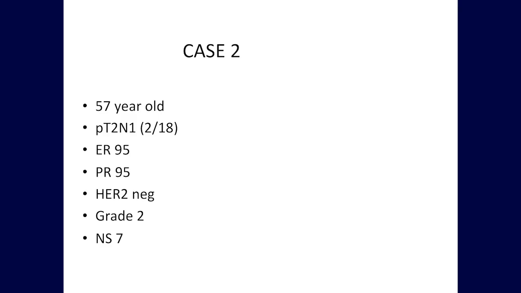Another case, 57, T2N1. Now 2 out of 18 lymph nodes were assessed and 2 had cancer. ER and PR are strong. HER2 is negative. Grade 2. Nottingham score is 7. If this patient sits with me in my clinic 5 years ago, I would say, I think your risk is quite high. I don't know how high, but I think you would need chemo because 2 out of 18 lymph nodes have cancer. That means there must have been at least one cancer cell hiding somewhere in liver or lungs or somewhere else that could grow to give us trouble.